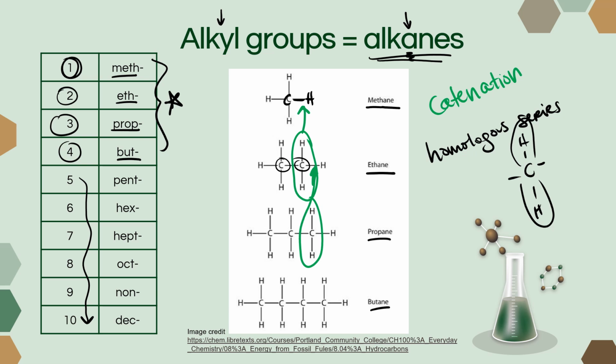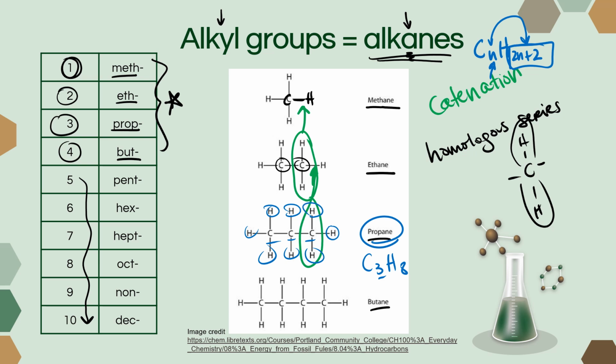The general formula for alkanes is CnH2n+2. So whatever number of carbons there is in the molecule, we can double it and add 2. We're going to get the number of hydrogens. For example, in propane, we have 1, 2, 3 carbons. So that's C3. The number of hydrogens is going to be 2n+2. 2 times 3 is 6. 6 plus 2 is 8. Notice that we do in fact have 1, 2, 3, 4, 5, 6, 7, 8 hydrogens. This general formula works for all of our alkanes.